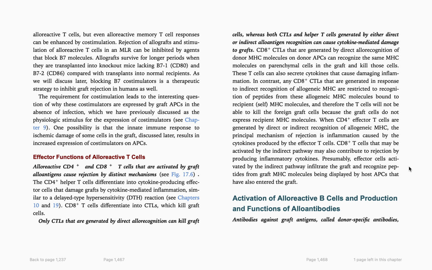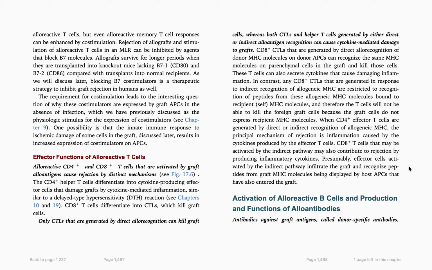Effector function of alloreactive T cells. Alloreactive CD4 and CD8 T cells that are activated by graft alloantigens cause rejection by distinct mechanisms. We'll see them in figure 7-6, which we have already discussed. The CD4 helper T cells differentiate into cytokine-producing effector cells that damage the graft by cytokine-mediated inflammation, similar to delayed-type hypersensitivity reactions, seen in chapter 10 and chapter 19. CD8 T cells differentiate into cytotoxic T cells, which kill graft cells.